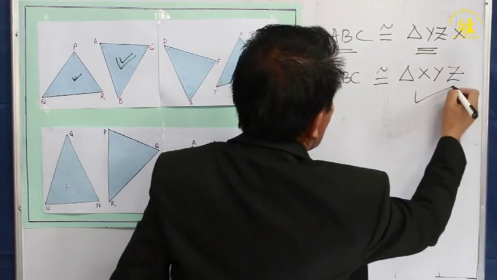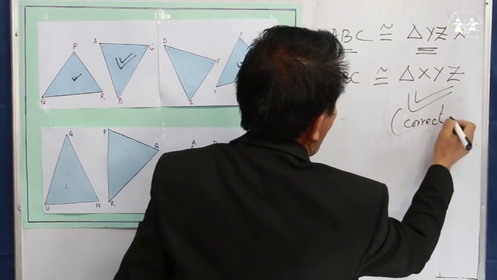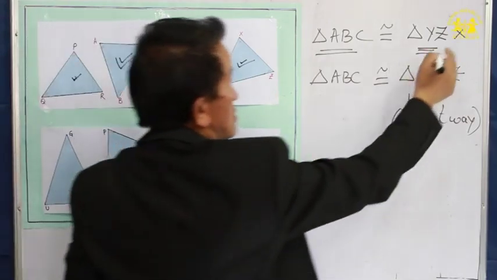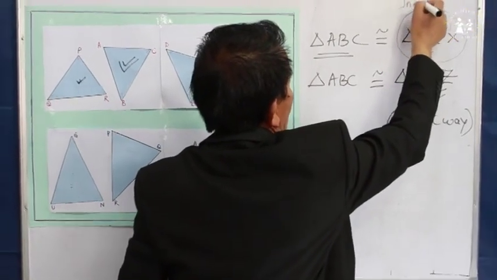So this is the correct way of showing the two triangles are congruent, and this is the incorrect way of writing.